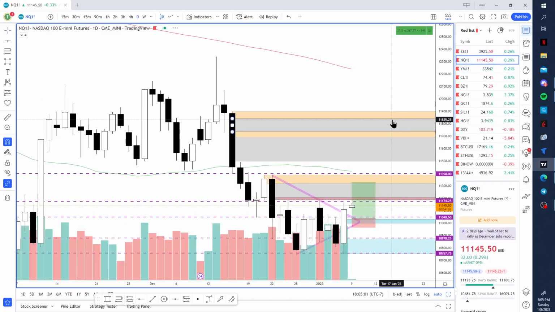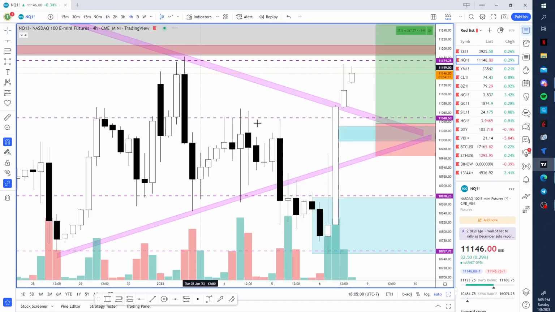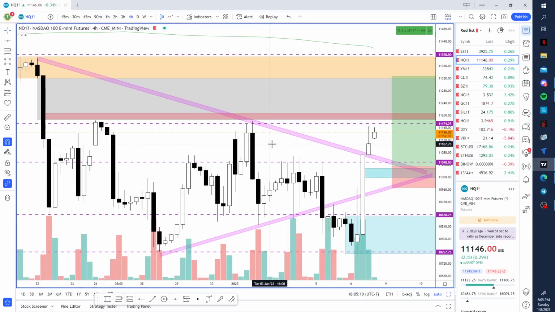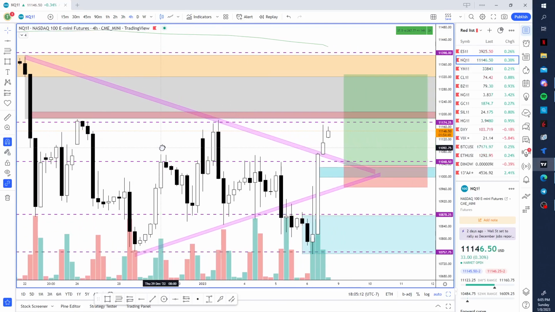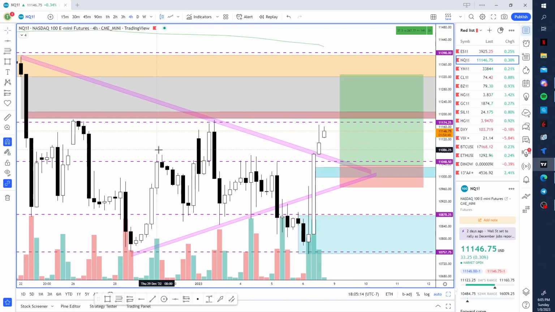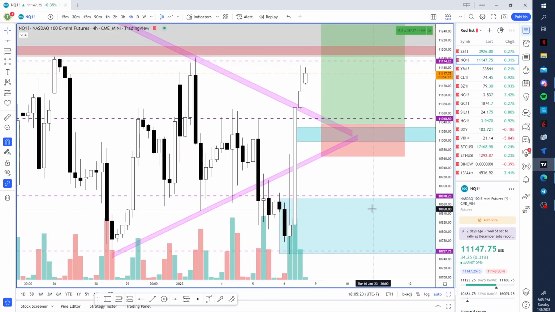Mm-hmm. And here's the thing: if we go sideways, you could also go sideways. I'm just saying, if we go sideways for a couple of days, to retest that trend line, it's just going to get deeper. You know what I mean? This one right here. Like if we go sideways, it's going to get deeper for the downward move for the retest.